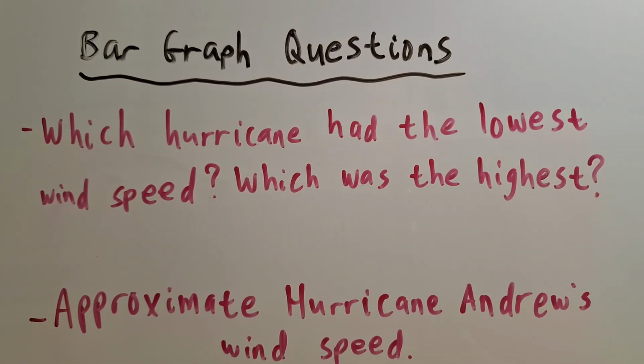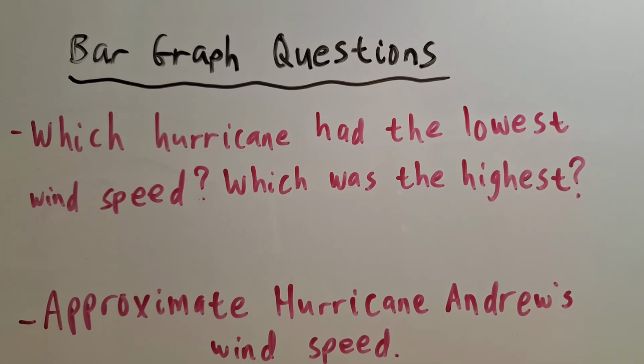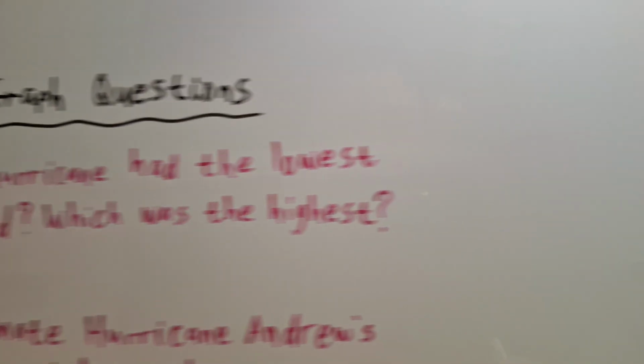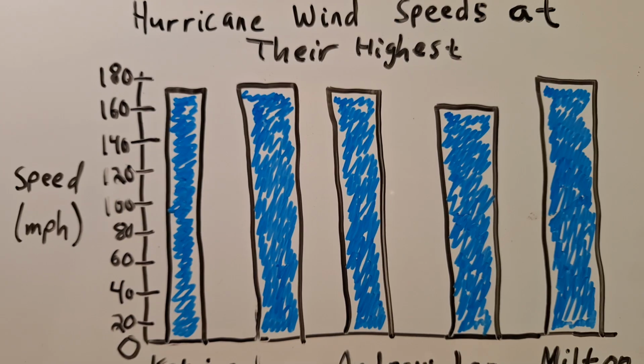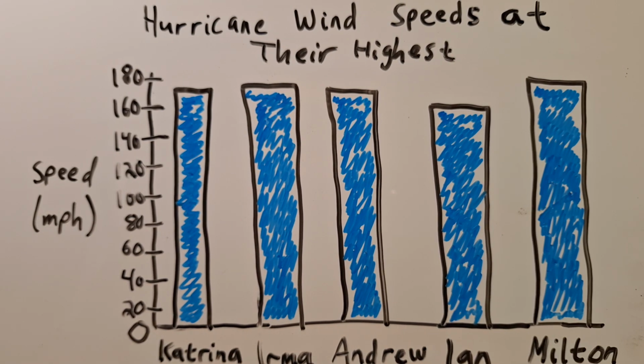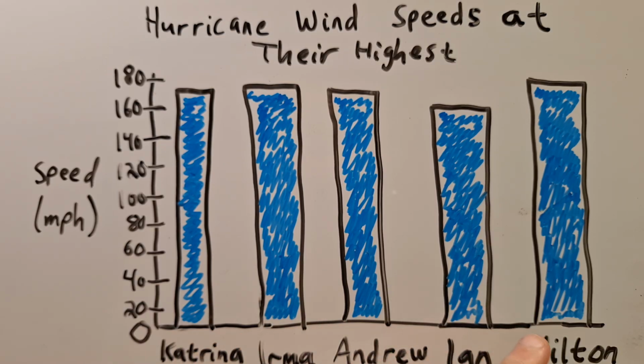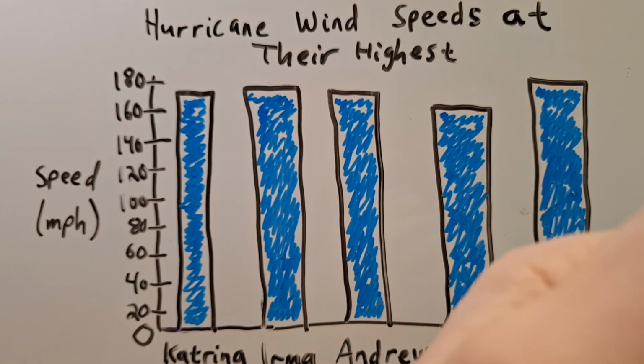Let's take a look at a couple of questions for this bar graph. Which hurricane had the lowest wind speed and which was the highest? Okay, so we have a two-part question here. We're looking for the hurricane that had the lowest wind speed and which one had the highest one. So I've got Hurricane Katrina, Irma, Andrew, Ian, and Milton. Let me bring this down just a little bit.